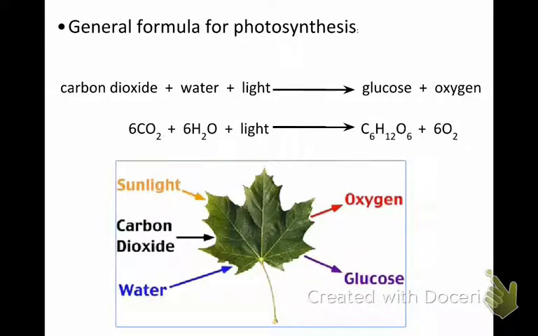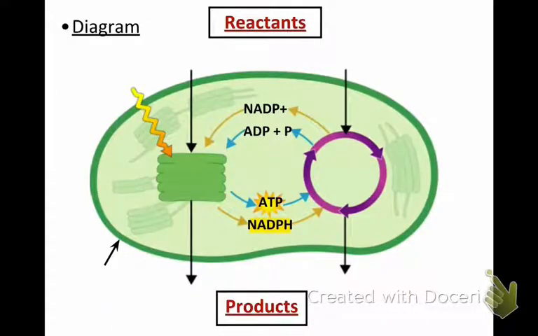This equation, the chemical equation, you will also need to know, okay? So 6 CO2, that's carbon dioxide, plus 6 molecules of water, H2O, plus light, will give you glucose, C6H12O6, and 6 molecules of oxygen gas. All right? You will need to be able to recognize this equation in chemical form on the test. Are we good with that? We can remember this. All right.